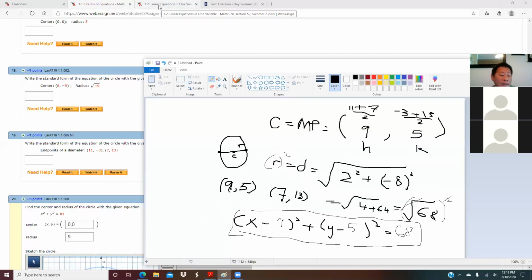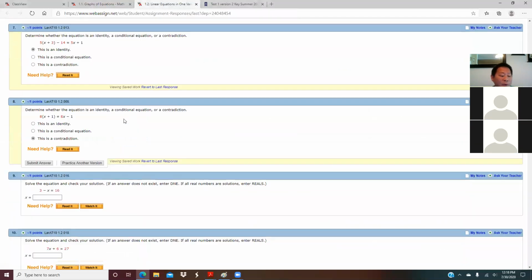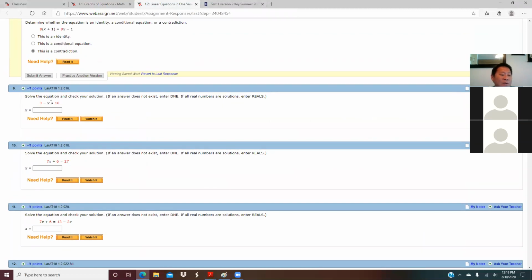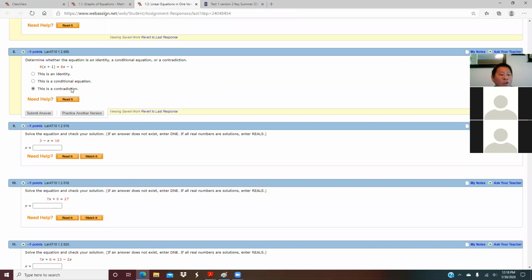Okay, next 1.2. We'll begin to solve equations. Some of these equations are very easy to solve, but make sure that if your answer is, let's say, -13, then you put -13. If your answer does not exist, meaning you get a contradiction, then you put DNE. So for example, if I want you to solve the equation on number 8, your answer will be DNE. And if your answer is all real solutions, then you type capital reals.